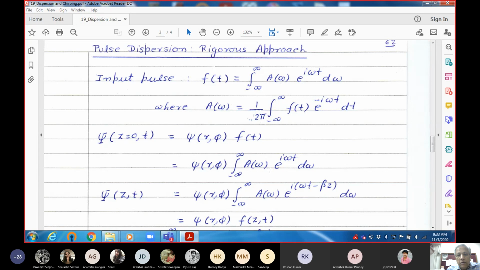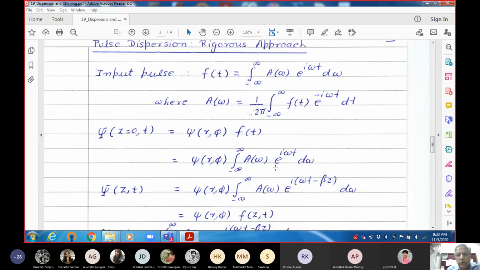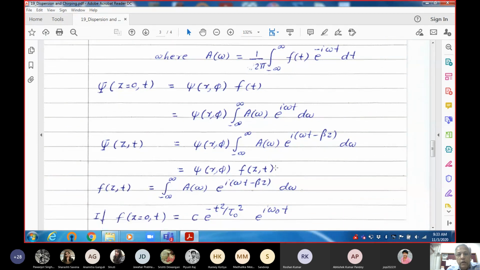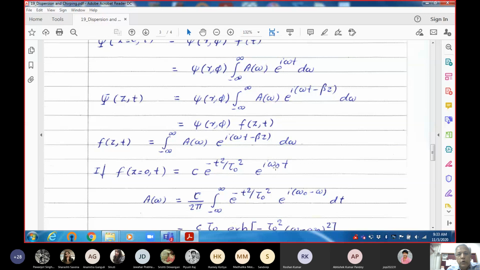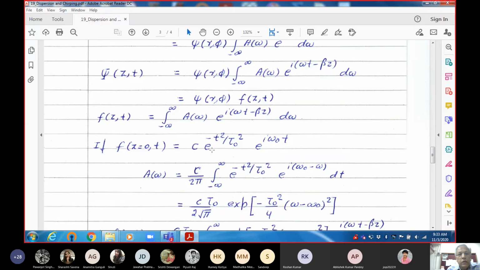This means that you have different frequencies with amplitude A(omega). And now these different frequencies propagate with different propagation constants. If beta is the propagation constant corresponding to frequency omega, then the field at a later distance z would be simply that the phase of each frequency component is now changed, and so this is how the output pulse would look like.